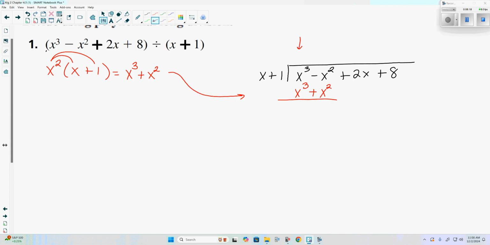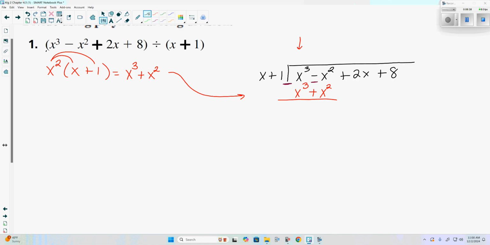Questions on this so far? Are we good with how this is set up so far? Now the next step, the next part is going to be to subtract. We're going to subtract straight down.